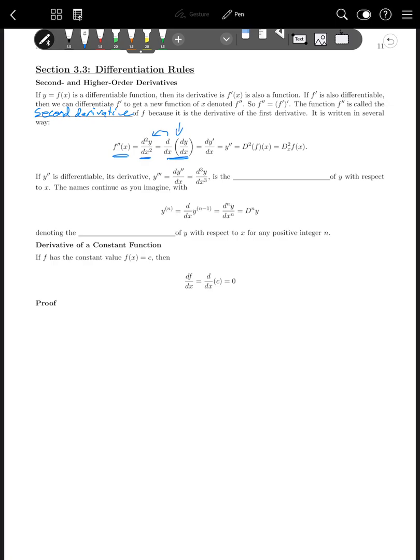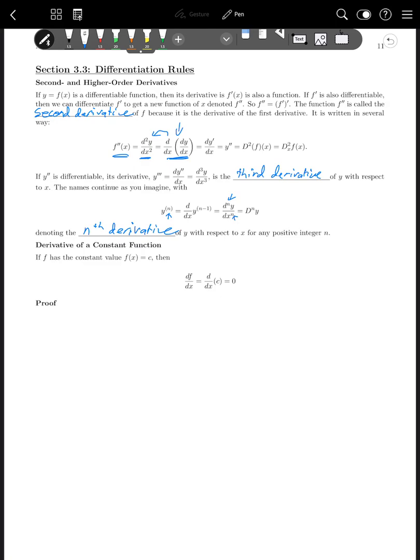So if y double prime is differentiable, its derivative, y triple prime, is the third derivative. And beyond the third derivative, we stop using these dash marks and instead put parentheses around an exponent with the number of derivatives. So y to the n in parentheses, or d to the n over dx to the n, is simply the nth derivative. So anything beyond 3, we use this notation.